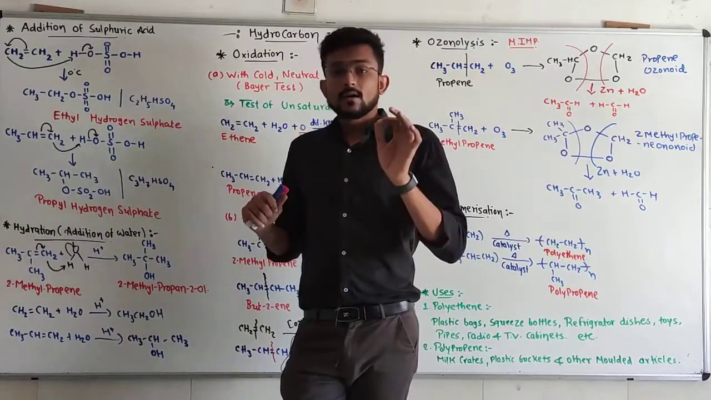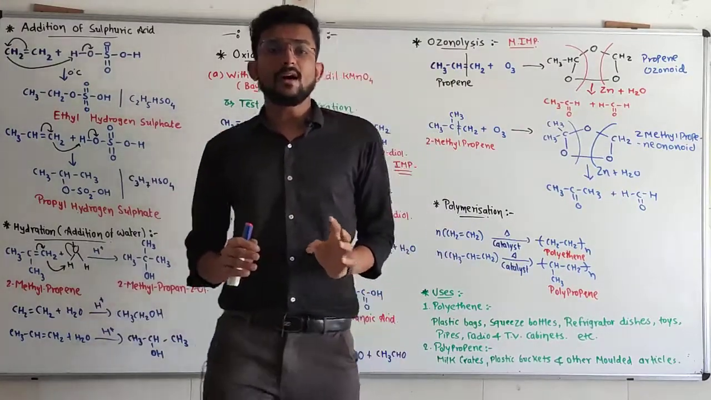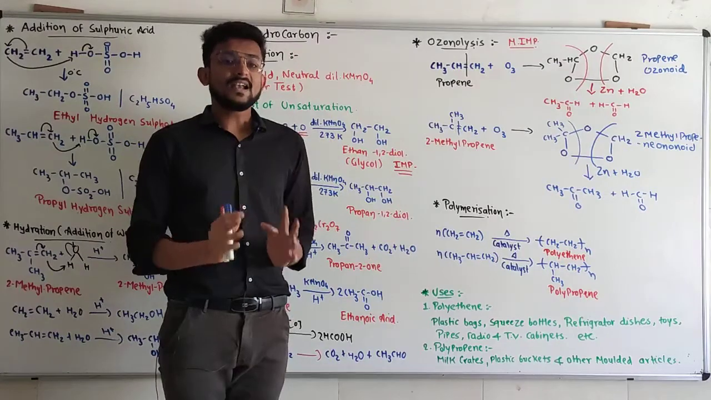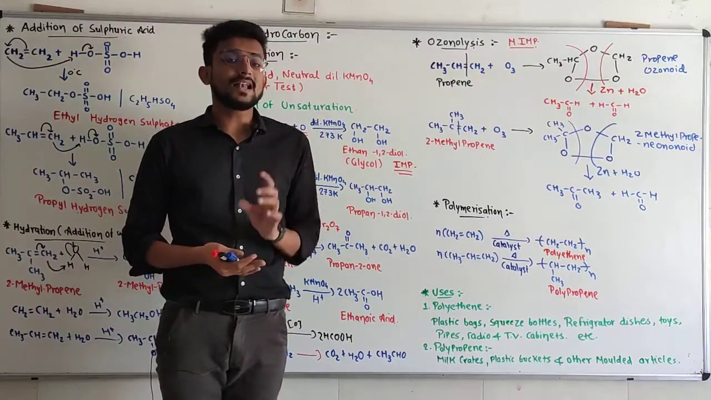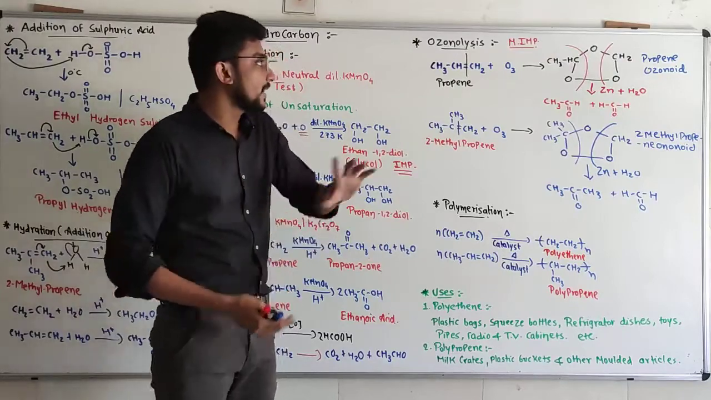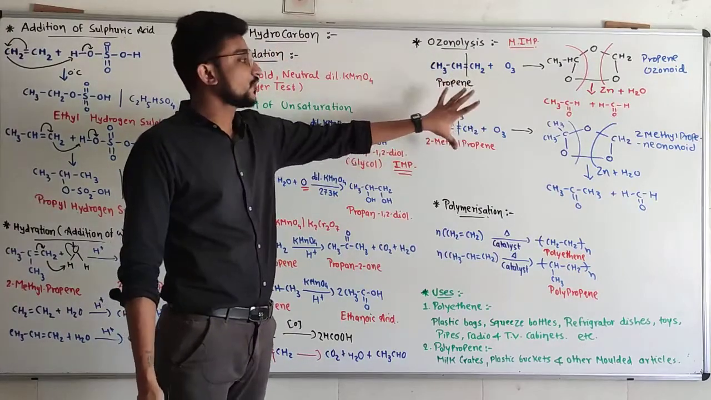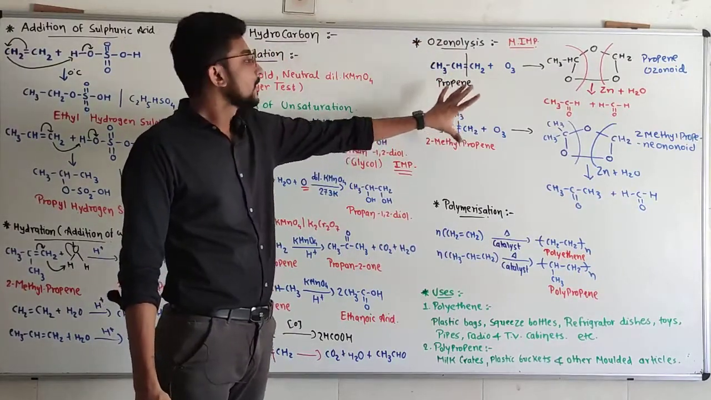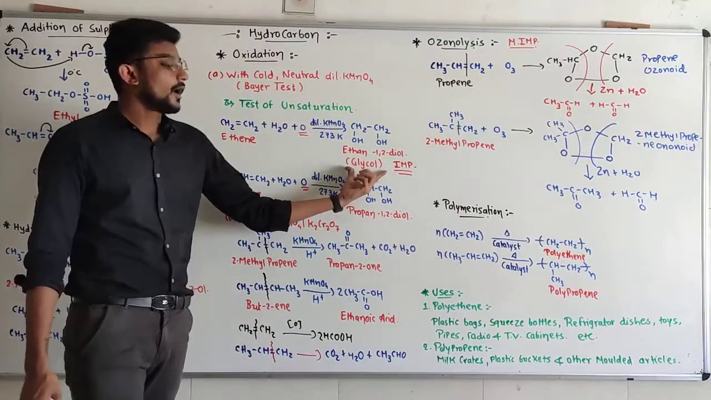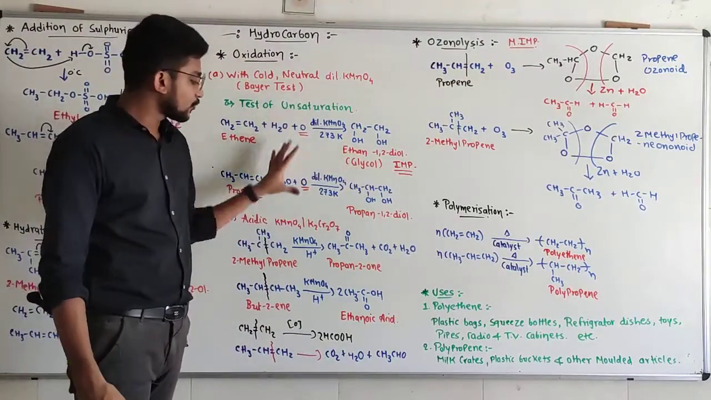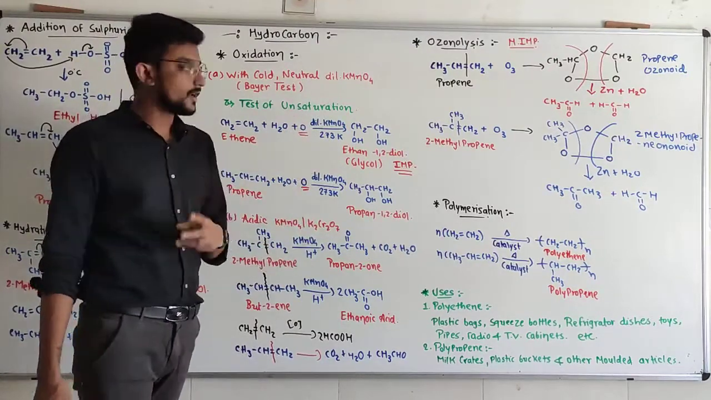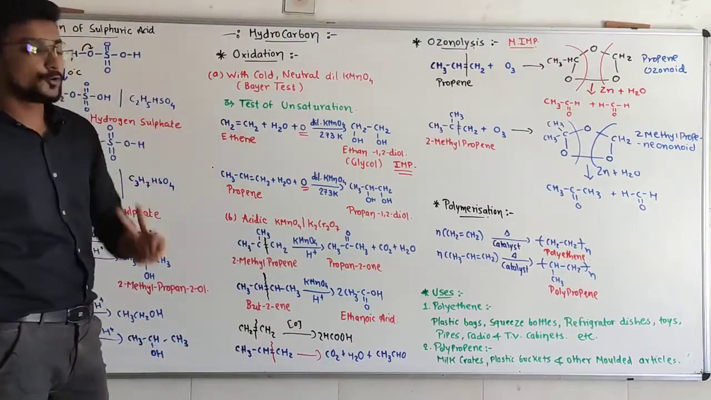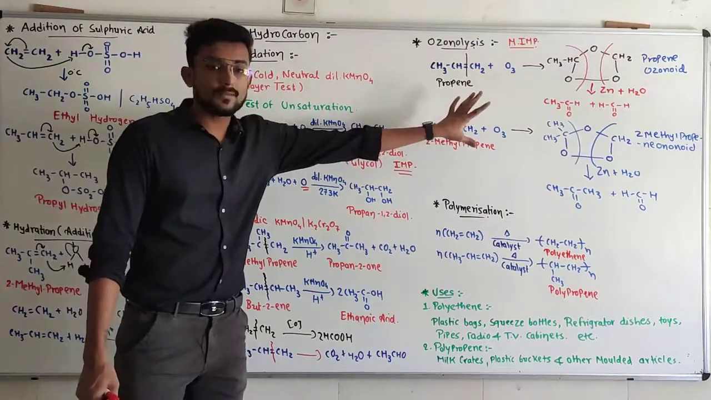Here we have completed our second compound, that is called alkene. In the next lecture, we are going to discuss alkyne. Again, remember ozonolysis because this concept is very useful. This is a 2-marker question, this is a 3-marker question. Baeyer oxidation is 3-marker and Baeyer's test is 2-marker. Ozonolysis is also a 3-marker question.